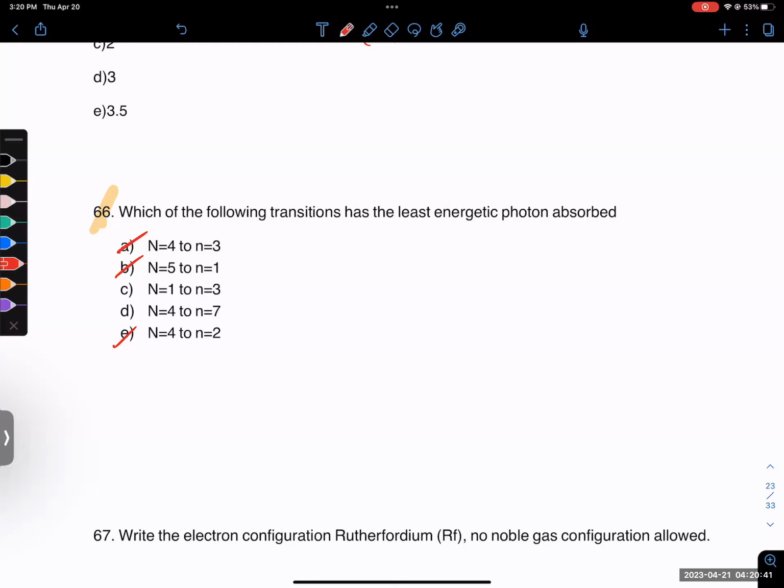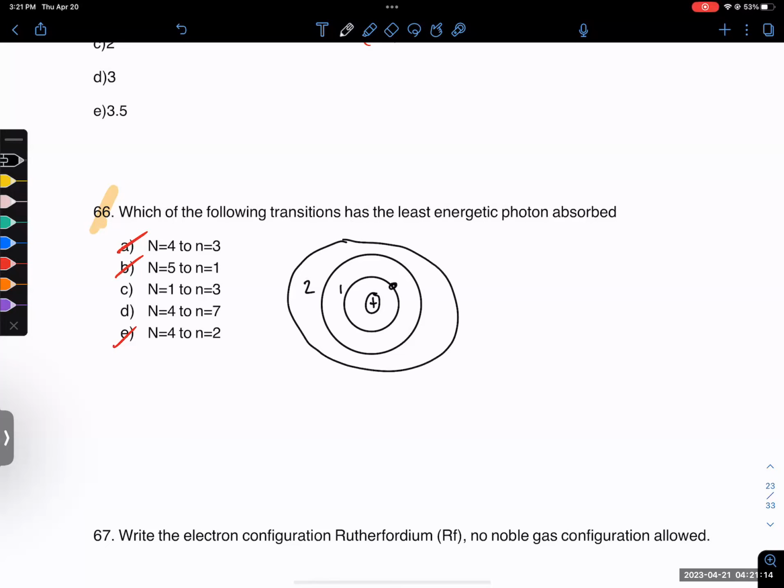The answer to question 66, about which of the following transitions has the least energetic photon absorbed, is answer choice D. The way to think about this is, let's say we have our nucleus. This is energy level 1, this is energy level 2, this is energy level 3, and then let's go all the way to 4. Each energy level has its electron on it.